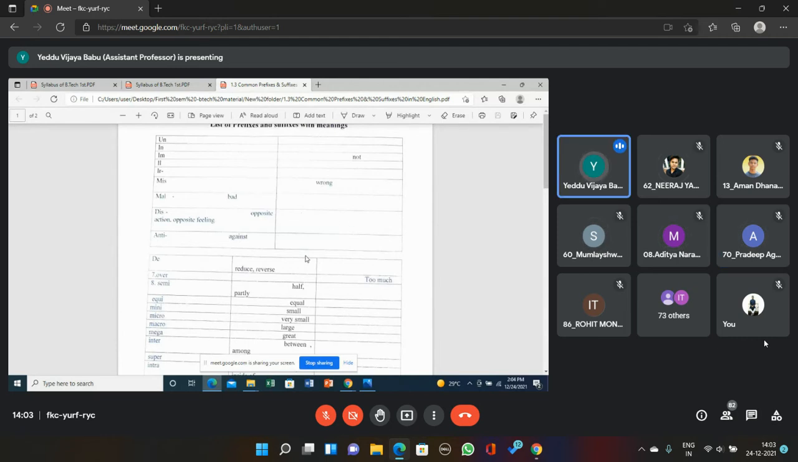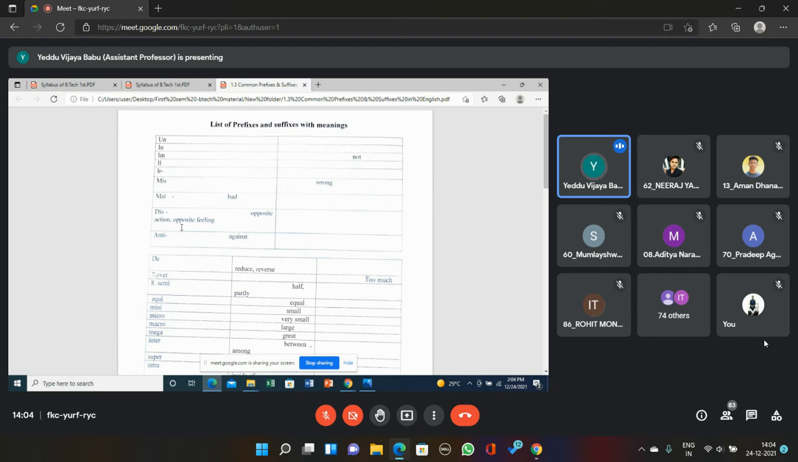Now the task. This is a simple task. As I said, there is no grammar in this. Only your knowledge and your concept of the English language helps you to write. So these are some affixes, like un, an, in, im, il, ir, mis, mal. The meaning is given for some; for example, mal means bad.